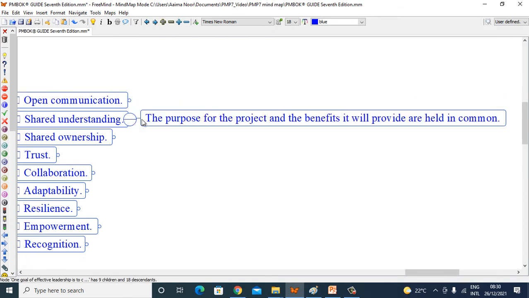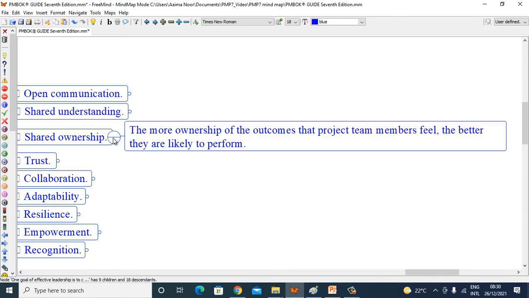Shared understanding. The purpose for the project and the benefits it will provide are held in common. Shared ownership. The more ownership of the outcomes that project team members feel, the better they are likely to perform.